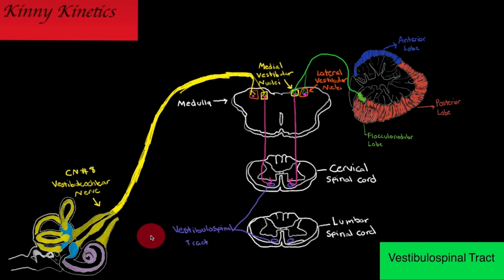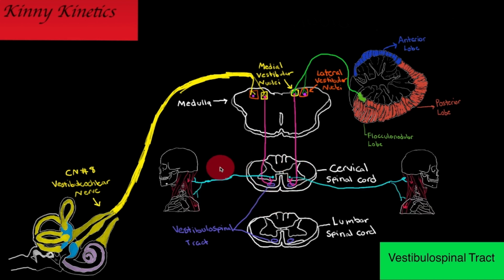The information from the vestibular system and cerebellum synapses on the medial vestibular nuclei and sends the motor information down the cervical spinal cord. Here it travels through the vestibulospinal tract to synapse with the motor neurons in the ventral horn here. These motor neurons head out to extensor and postural muscles of the head and neck.